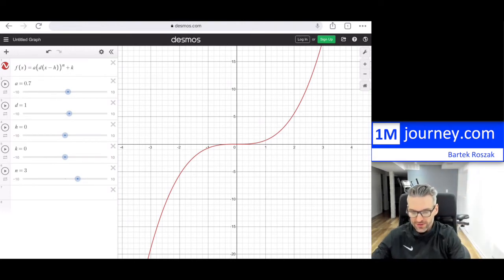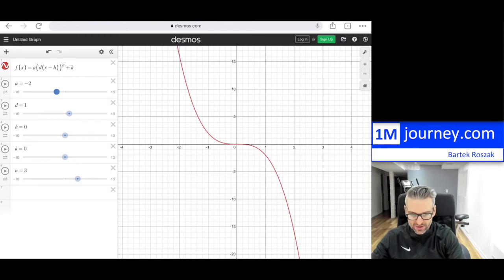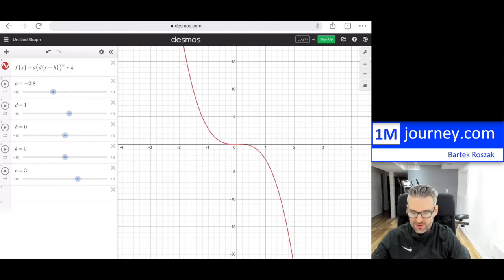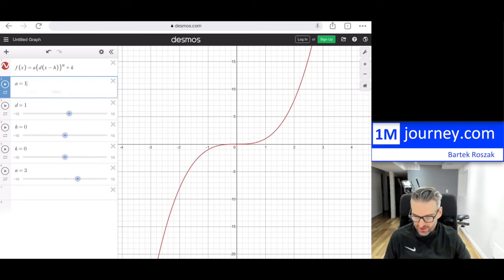Again, nothing different. Now, if it is negative, you'll see a reflection in the x. It just reflects back. So we have a reflection and the same thing happens. So it just reflects for us. So that's what we have there. So that's my a. Let me reset a back to 1.